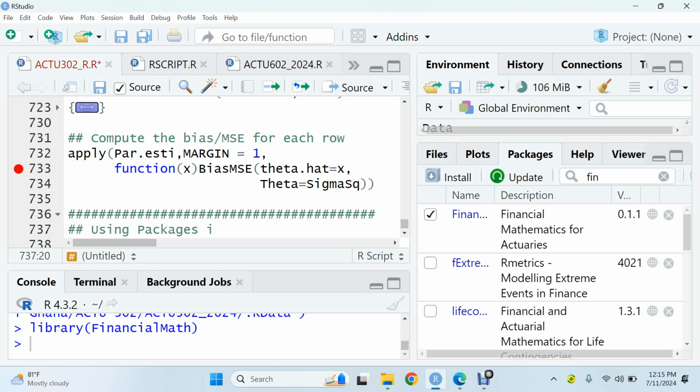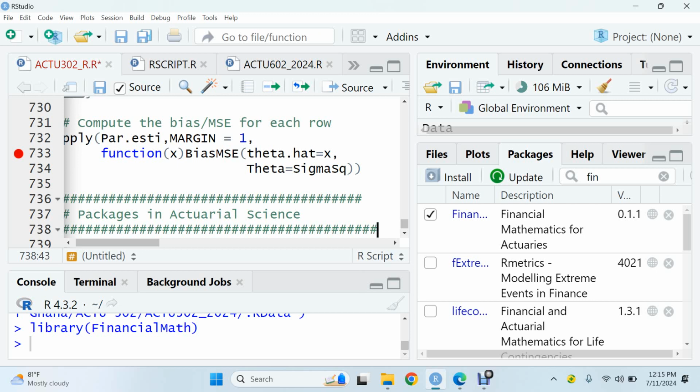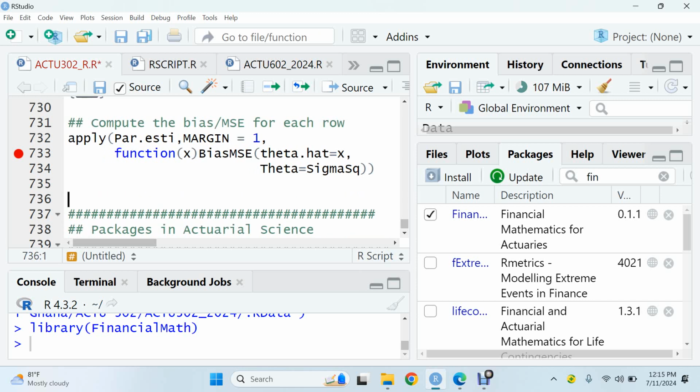Okay, so using packages in actuarial science. Now I can't shout anymore, because if I shout, it will go up. And today's date is what? I think, is it 10th or 11th? It's 11th.